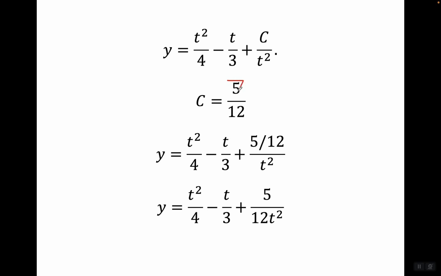Okay, so that's our differential equation. We know that c equals 7/12. So we end up with y equals t squared over 4 minus t over 3 plus 7/12 over t squared. If you put the 12 on the bottom, you end up with this: y equals t squared over 4 minus t over 3 plus 7 over 12t squared.